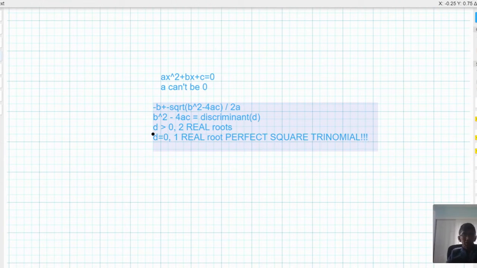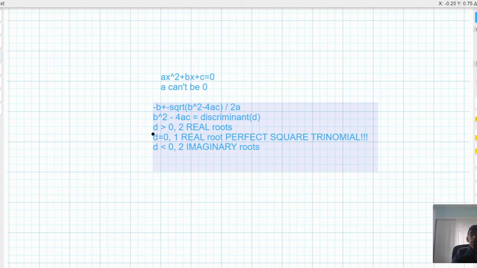However, if d is less than 0, then there are two imaginary roots. There's no real solution; they're all imaginary. I'm not going to explain what imaginary numbers are. I'm going to explain that in a future video, which again, subscribe for that. But you should know that if d is less than 0, that means there are no real solutions.